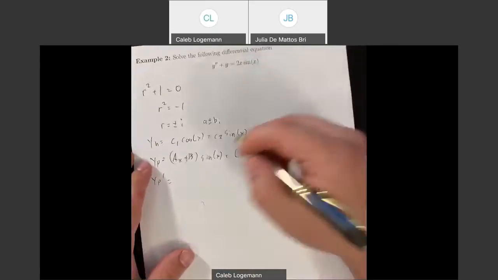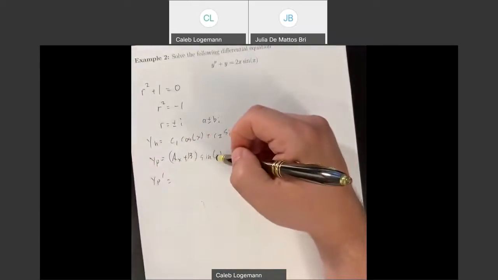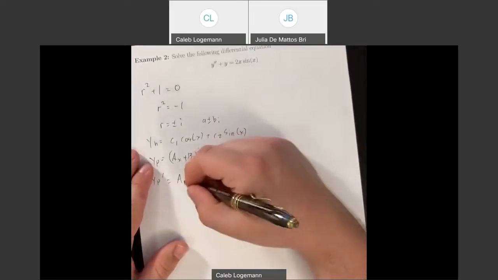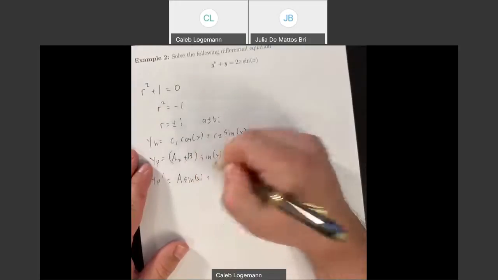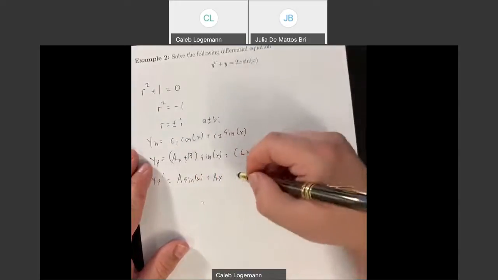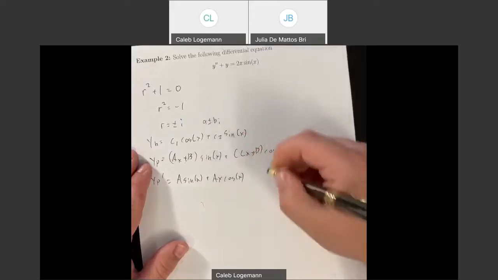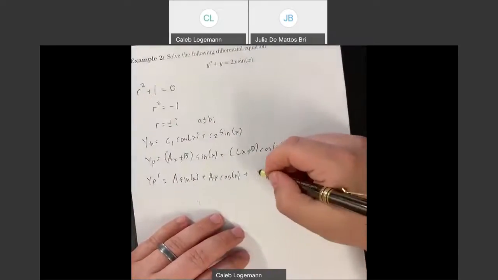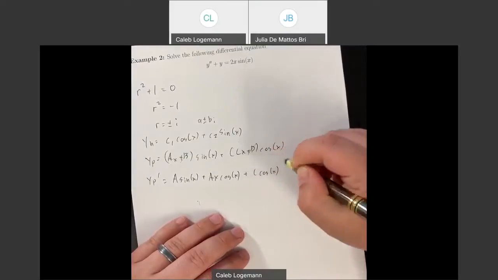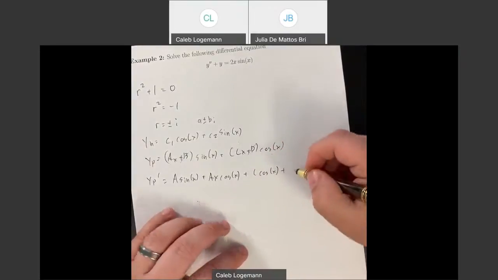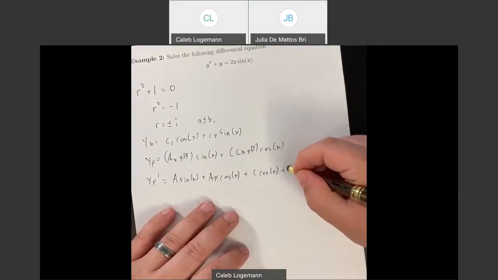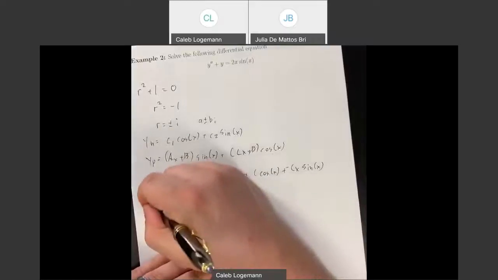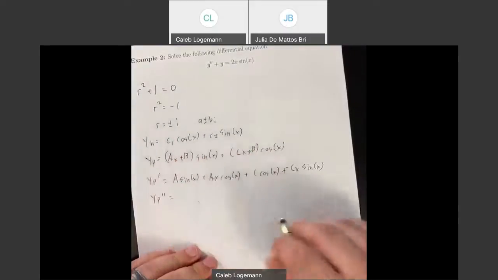It's going to be hard enough. So ax times sine, it's going to be a product rule. So we have a times sine x plus ax cosine of x plus c cosine of x minus cx sine of x. And that's the first derivative, and then we need to do the second derivative.